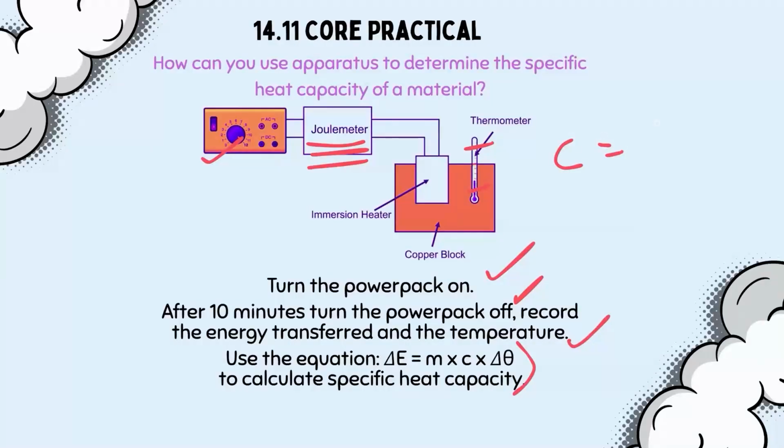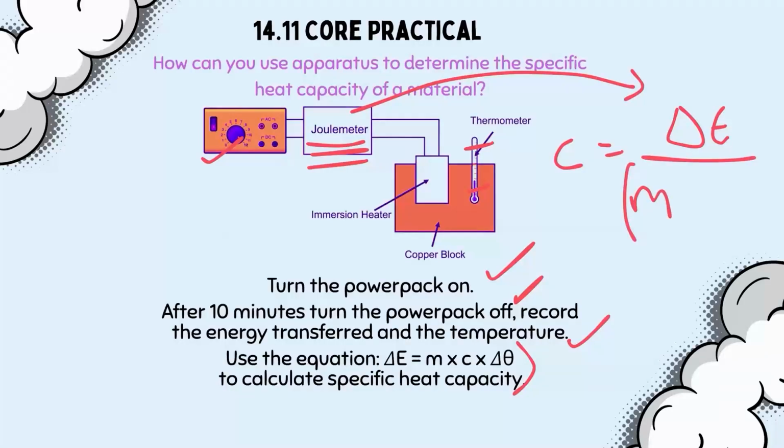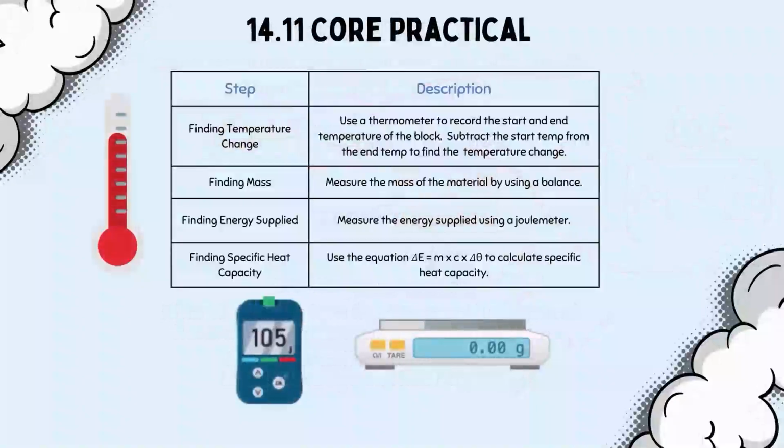So specific heat capacity equals the change in energy, which we got from the joulemeter, divided by the mass, which we got with our mass pan balance, times the change in temperature. And how do we get change in temperature? We use our thermometer. So we now have everything to work out specific heat capacity. So this just summarizes what we just said. How do you find the temperature change? Use a thermometer to record the start and end temperature of the block and just subtract the numbers from each other.